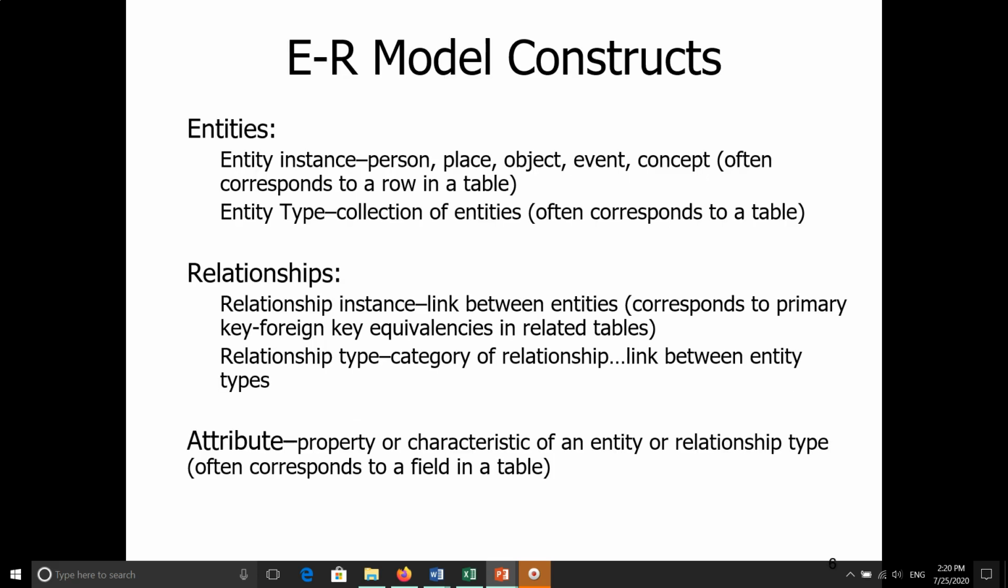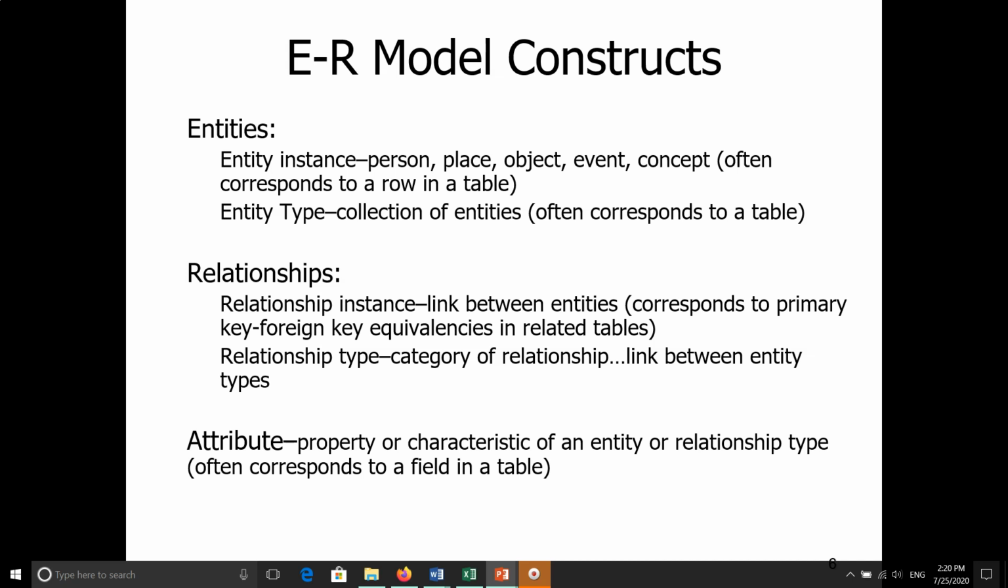In ER diagrams, there are a few things you need to model. First, entities. Within entities, there are two concepts. One is called entity instance. The other is called entity type. An entity instance is referring to one person, one place, one object, one event, or one concept. So it's an instance of the entity type. An entity type is the collection of these entity instances.